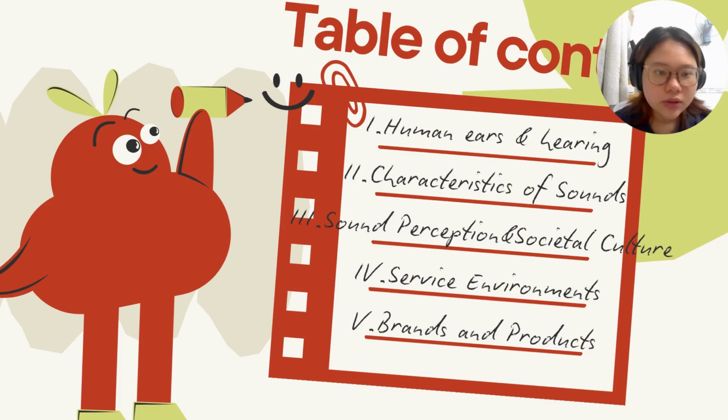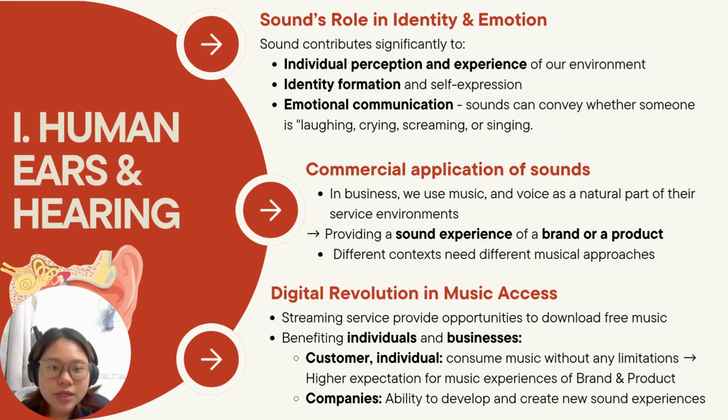The table of contents will also include 5 parts. First part is human ears and hearing. Second is characteristics of sounds. Third one is perceptions and sound in different cultures. The fourth is service environment. And lastly, we'll discuss brands and products related to sound. First is human ears and hearing, the first segment.